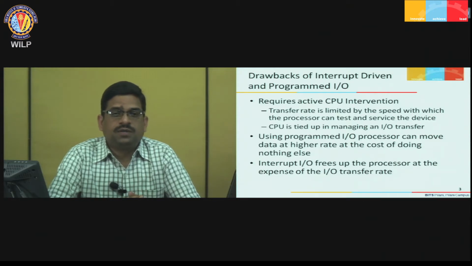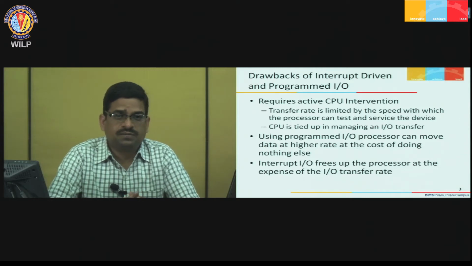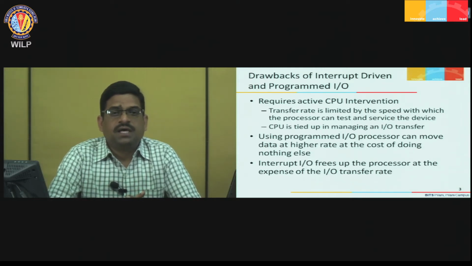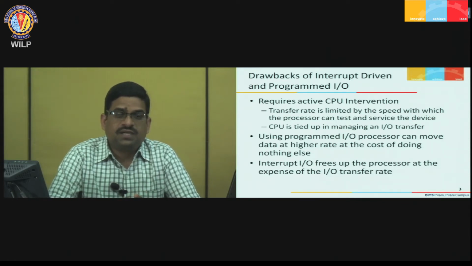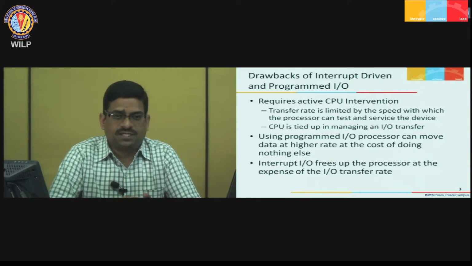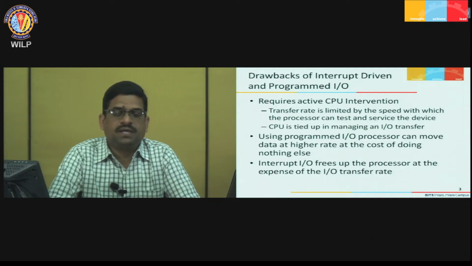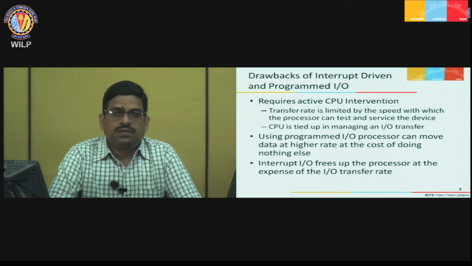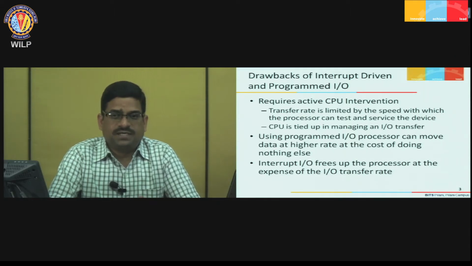In interrupt driven IO, the processor is free once it has given the initial command to the IO device. After that the processor can do some other work, and then the device will send an interrupt signal to indicate that it is ready with the data. That is a compromise, in the sense that the processor cannot immediately respond to that interrupt. It may respond to the interrupt after some time. So in both techniques there is a compromise.